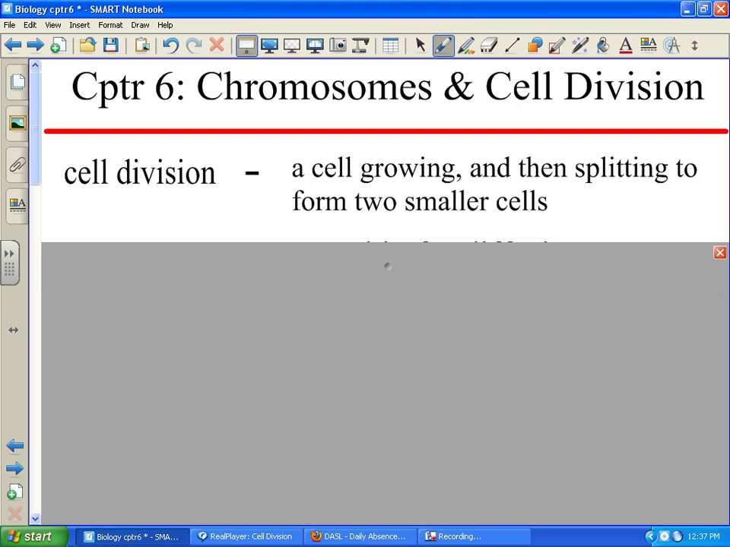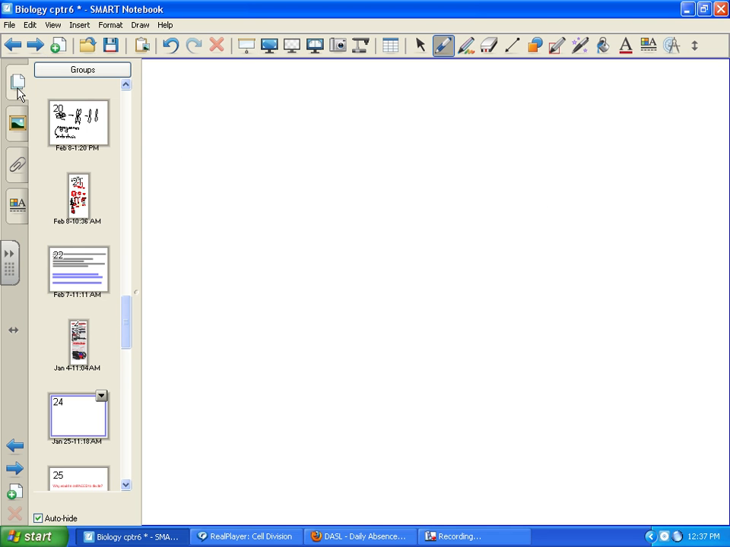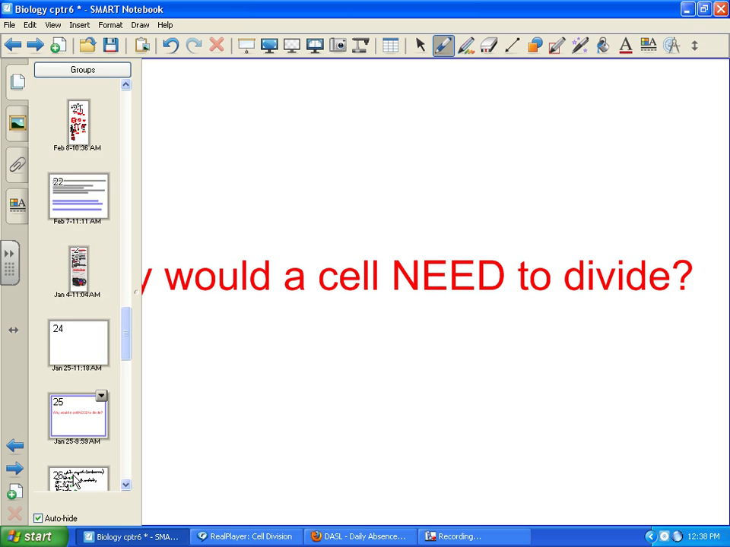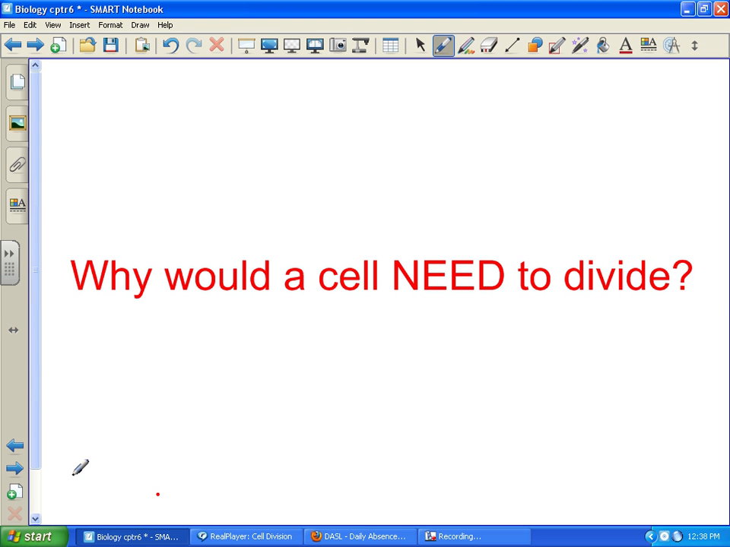Okay, now I want to brainstorm a little bit. You don't have to write this part down. We just need to brainstorm a little bit. Okay, so there's the question. Why would a cell need to divide in the first place?